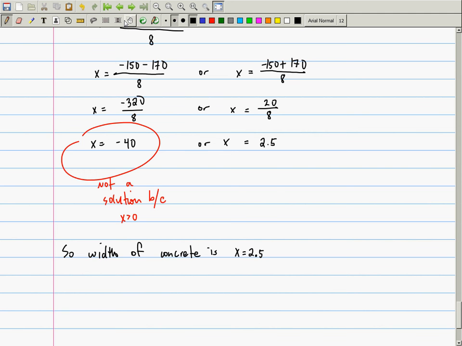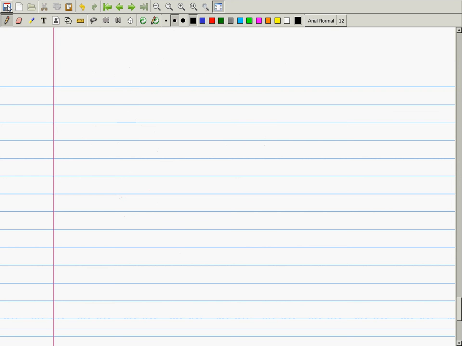Okay. So now briefly, we're going to be in section 2.4. Section 2.4. And these are going to be radical equations.